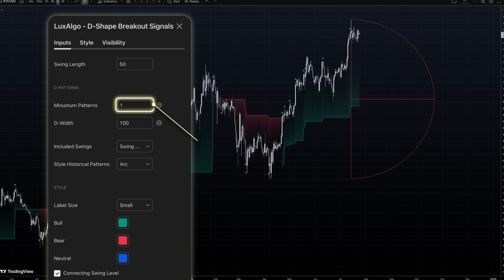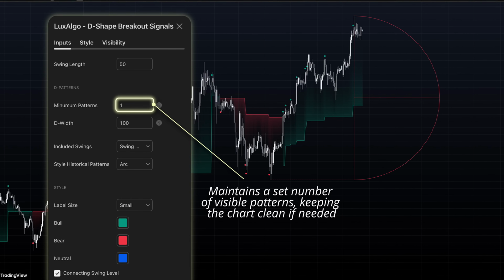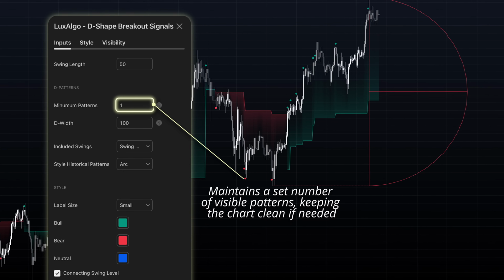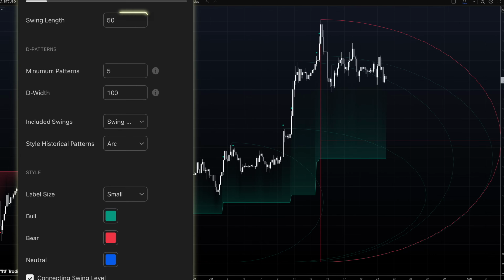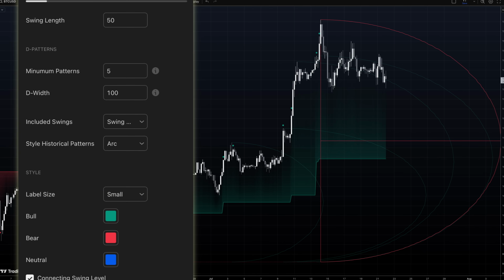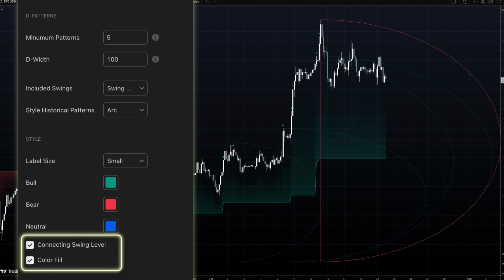Pattern management includes automatic cleanup functionality that maintains a specified minimum number of visible patterns while removing inactive historical formations. Users can adjust swing detection length, minimum pattern count for display management, D-pattern width as a percentage of swing distance, pattern inclusion options, swing highs, lows, or both, historical pattern display styles, arc, midline, or both, and comprehensive color customization for bullish, bearish, and neutral states. Additional options include connecting swing level visualization and pattern fill coloring.